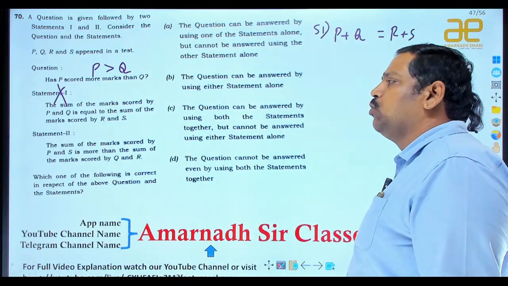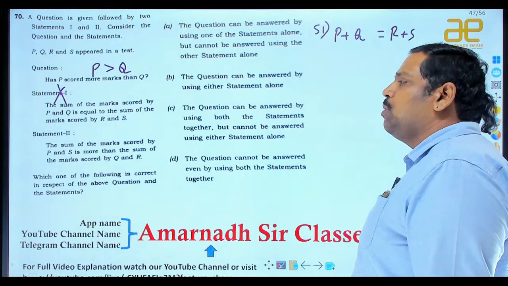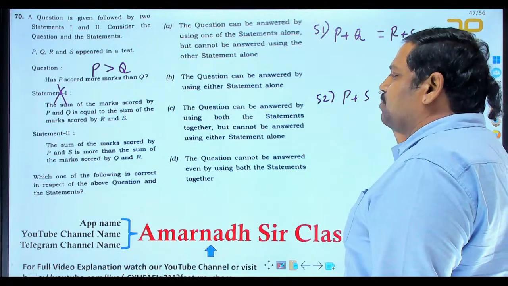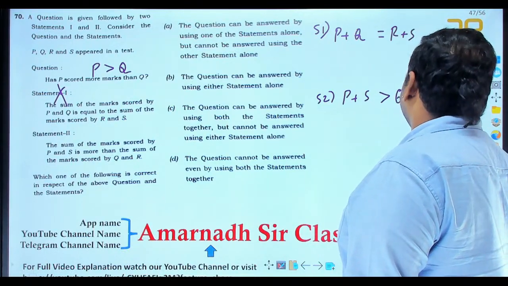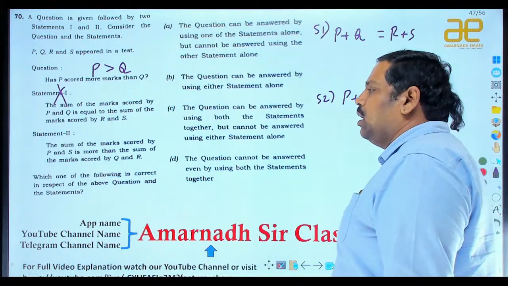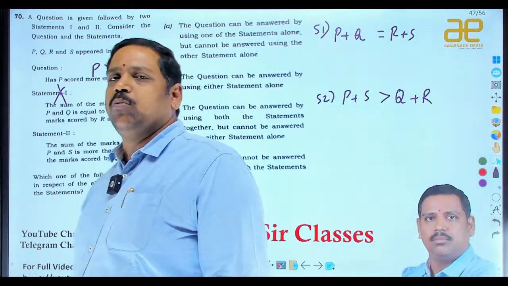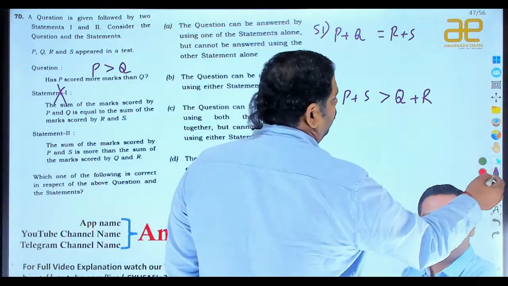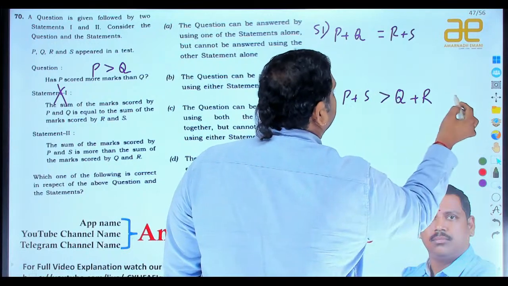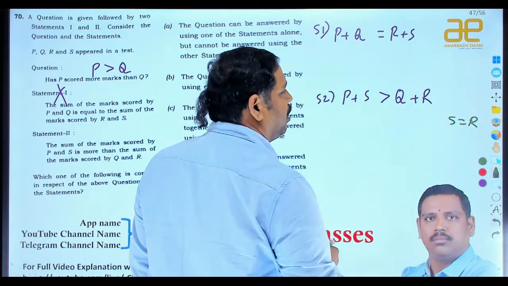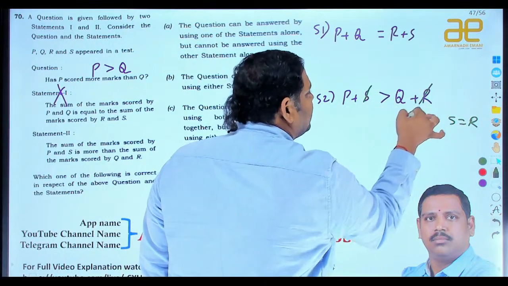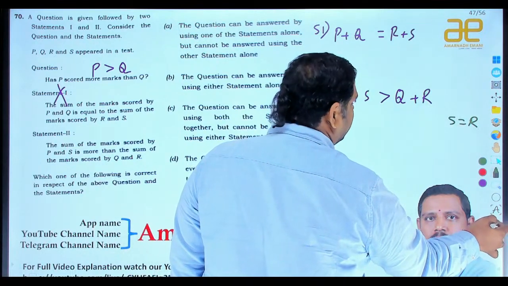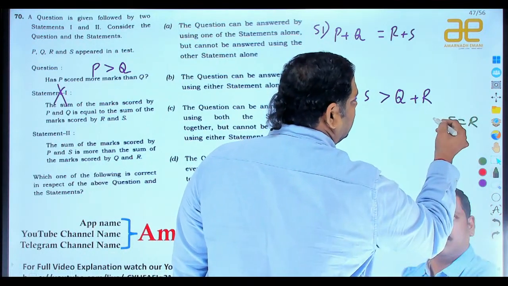Now I am going to statement 2. The sum of the marks scored by P and S is more than the sum of the marks scored by Q and R. So from this, are you able to say that P is more than Q or not? We have to check. Suppose S is equal to R, then these two are equal and cancel, and P is greater than Q, that's correct. So in one case it is correct, when S is equal to R.